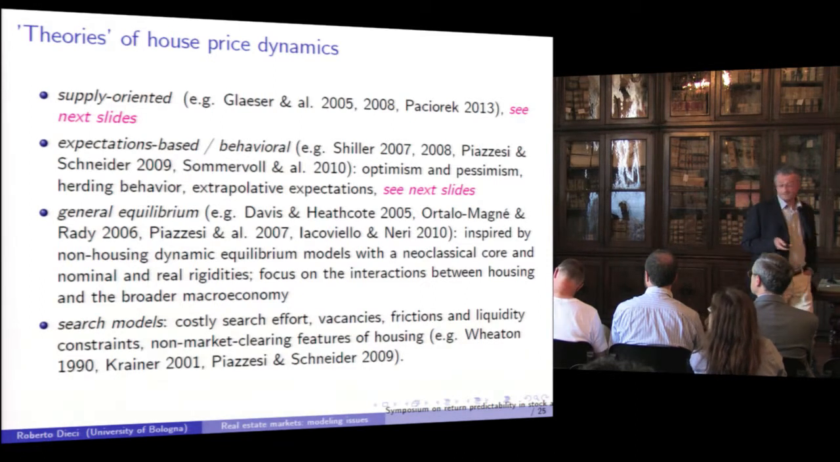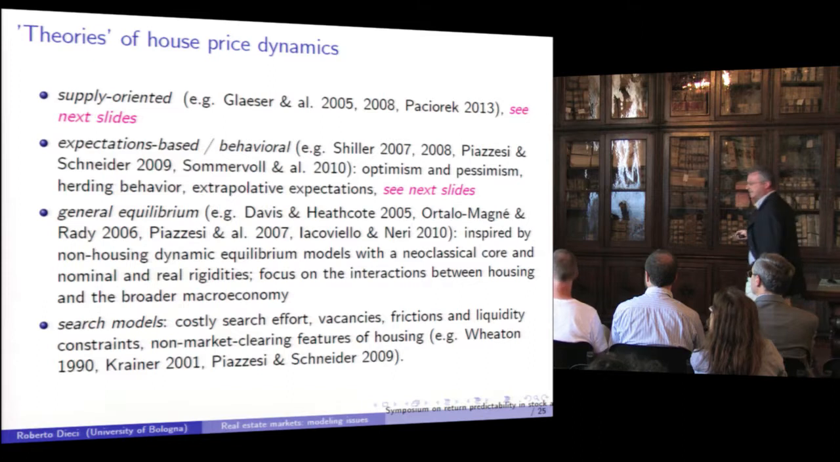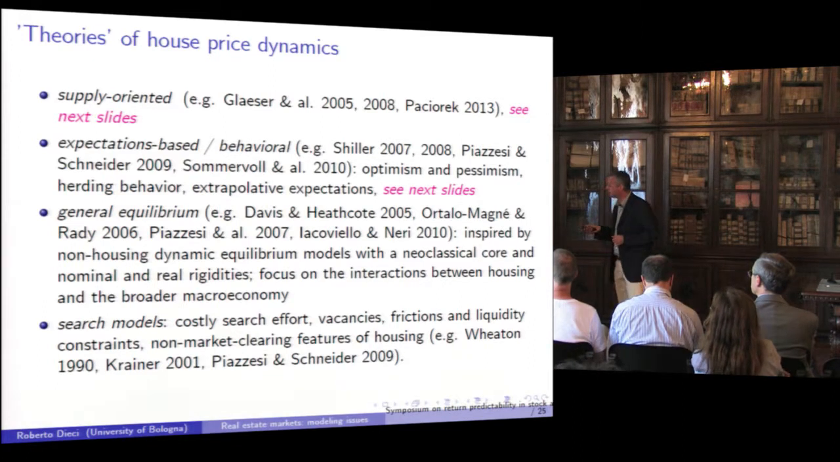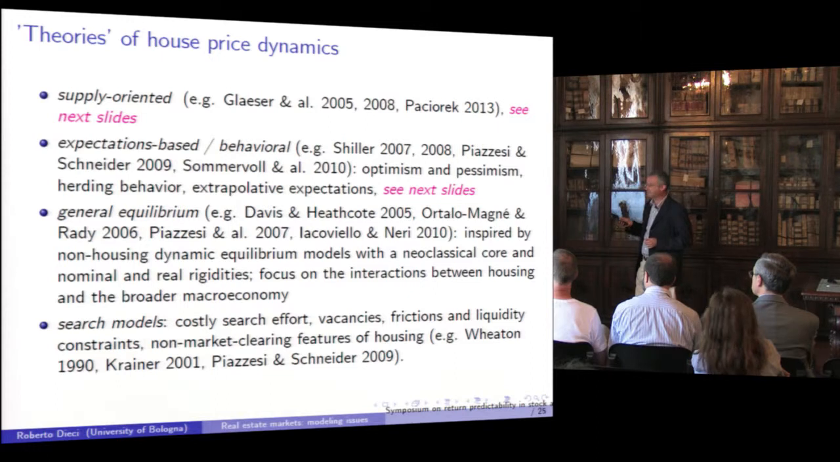Then there are search models. Search models stress a typical feature of the housing market, which is costly search effort, vacancies, frictions, and liquidity constraints, and this feature, which is very important but is absent from the other models, is the non-market clearing features of housing.